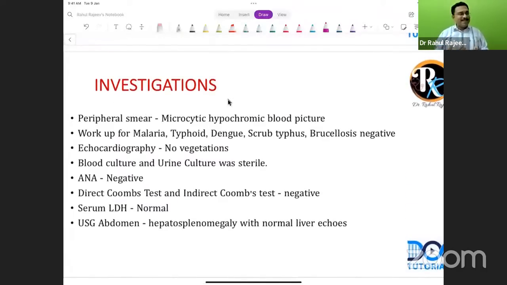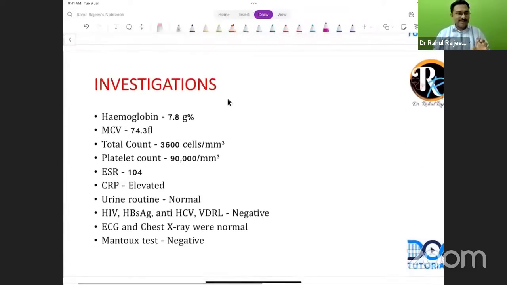And let me just ask my dear students, what do you think after these two slides? Just think about the history once again and look at the investigations and what do you think is the probable diagnosis at this stage. Okay, things can change, but let me see if you can answer correctly.